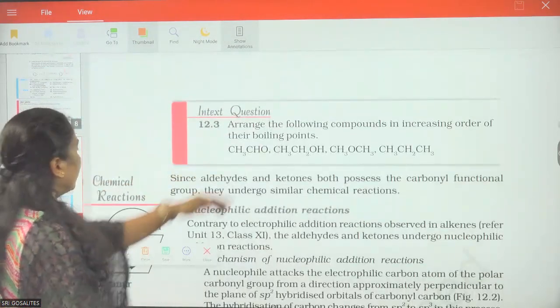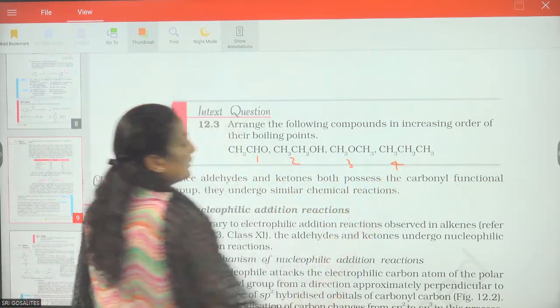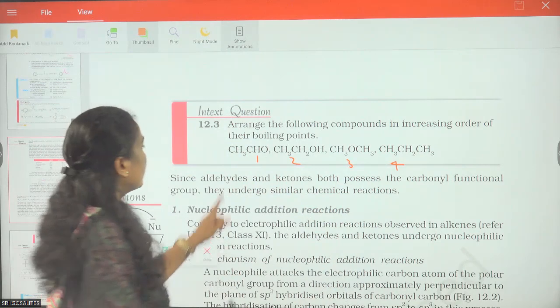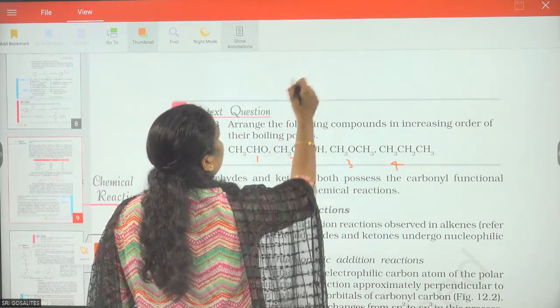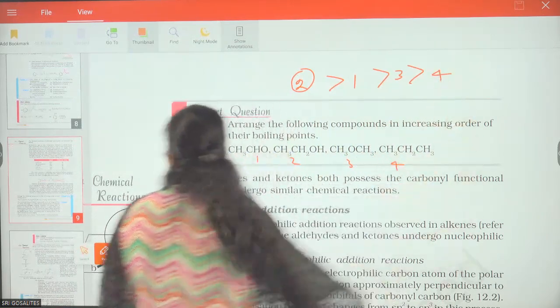So a similar thing they have done here also. This is like 1, 2, 3, 4, if at all I number, they all are of comparable molecular masses. So here, the boiling point will be maximum for the second one, then the first, then the 3rd, and then the 4th.